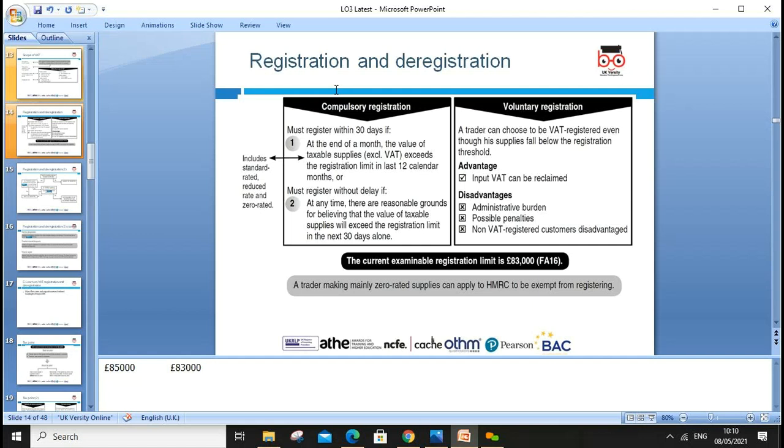You must register without delay anytime there is reasonable ground to believe that the value of the taxable supply will exceed the threshold. Voluntary registration: you can register voluntarily. Input can be reclaimed, but the administration burden can be a problem, which is a disadvantage of voluntary registration. Now we have 85 according to the Finance Act 2020. Sorry, my slide may not be reflecting that, but I'm reflecting it here.